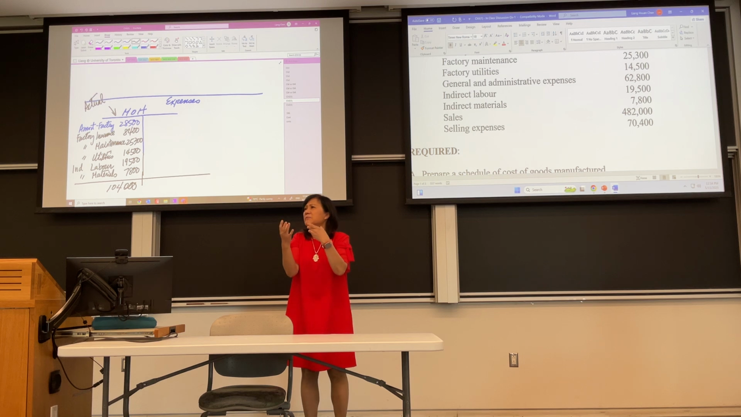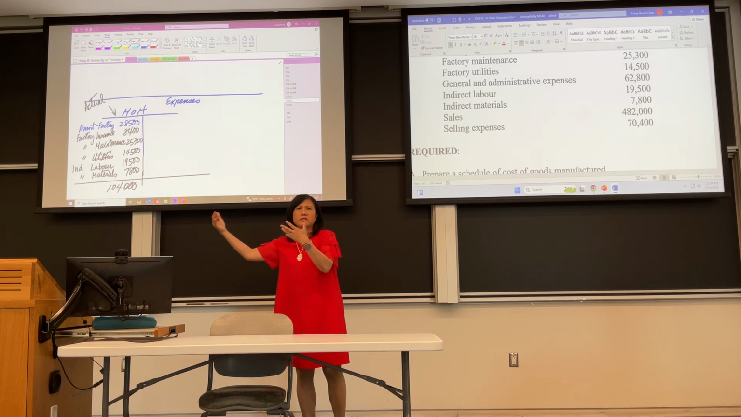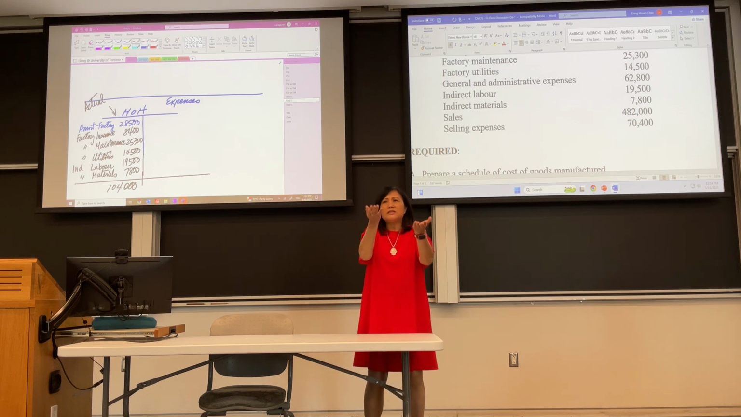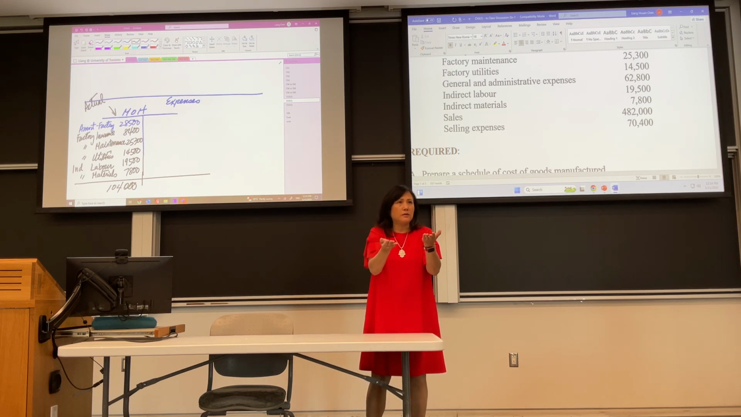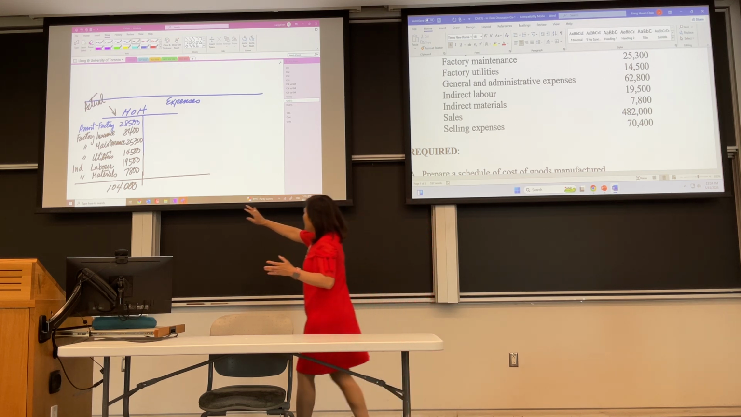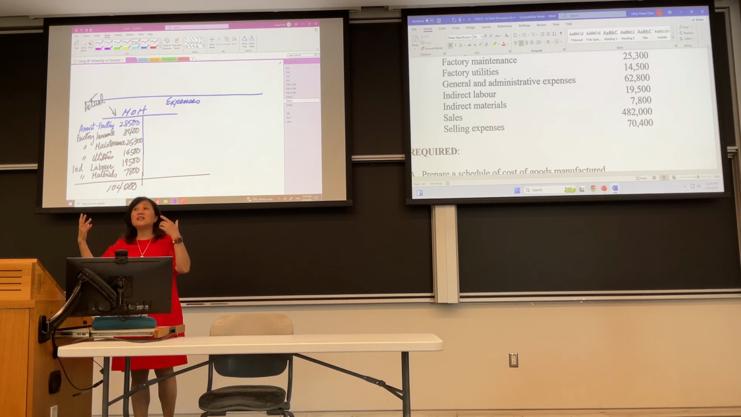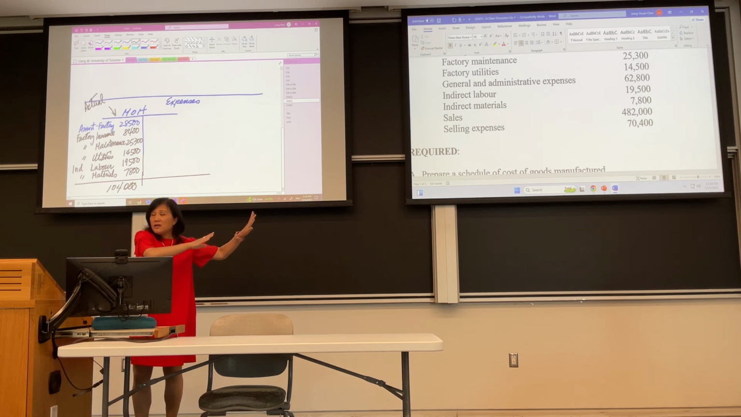They use an estimate dollar amount based on previous years. And in the end, of course, they are not going to be the same, so we do an adjustment. 104,000, then you have to use the estimate number to charge. That's what we're going to learn next class.